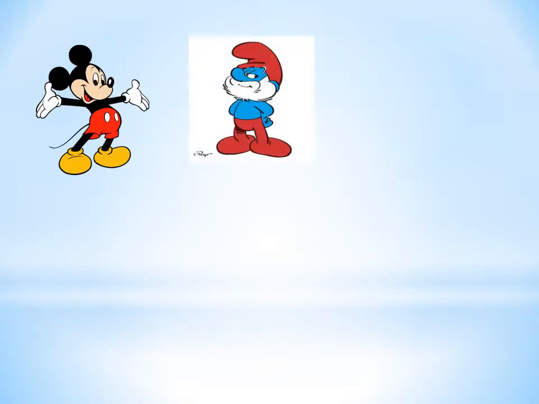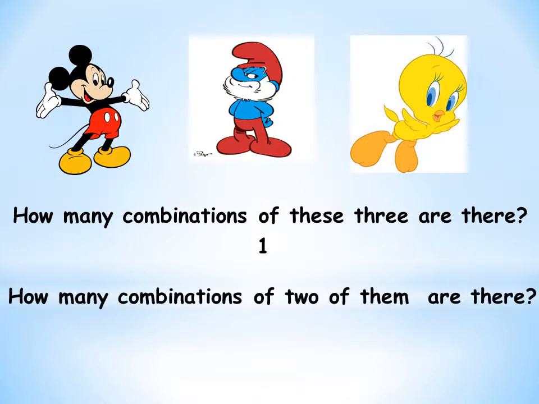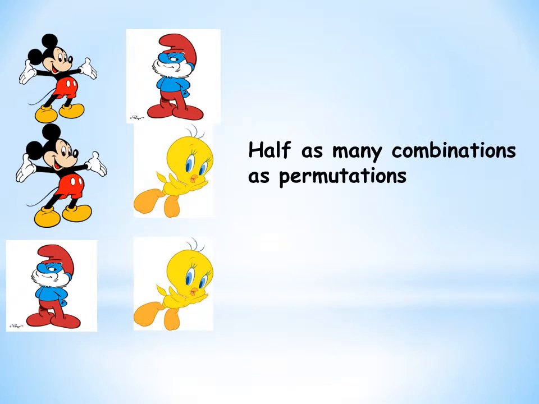So let's go back to Mickey, Papa Smurf, and Tweety. How many combinations of these 3 are there? I think of combinations almost as a group. Another way to ask this question is, how many groups of 3 can I make out of these 3 characters? Well, just 1. But if I asked, how many groups can I make of 2 of the 3? Then I could have Mickey and Papa, Mickey and Tweety, and Papa and Tweety. But that's it. So there's half as many combinations as permutations in this case.